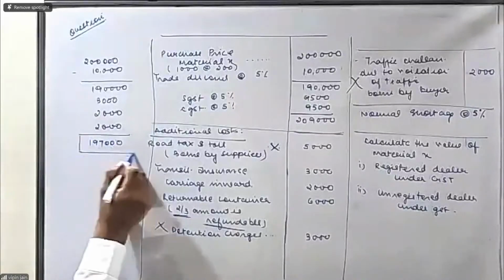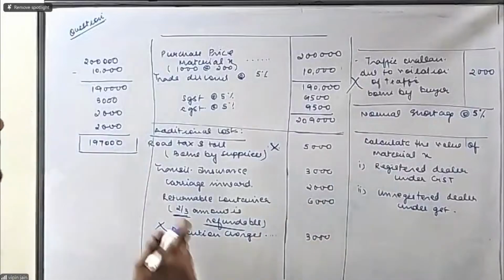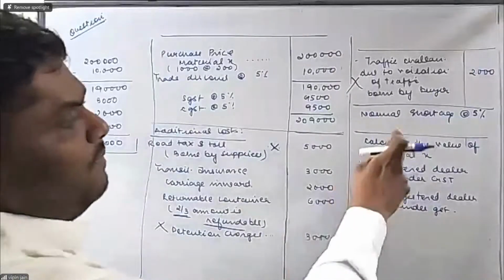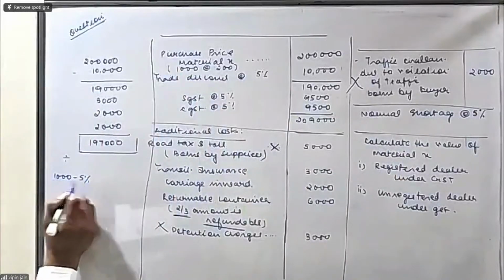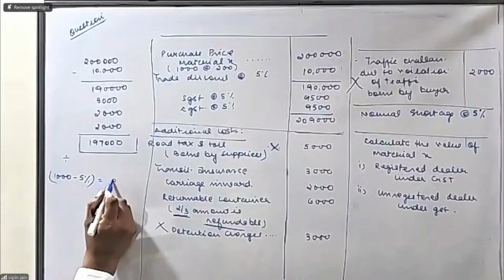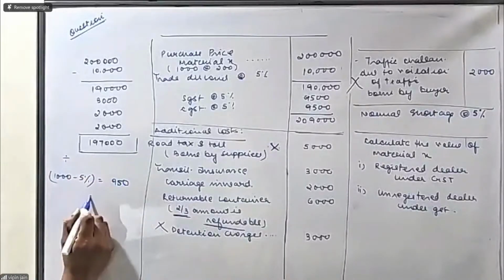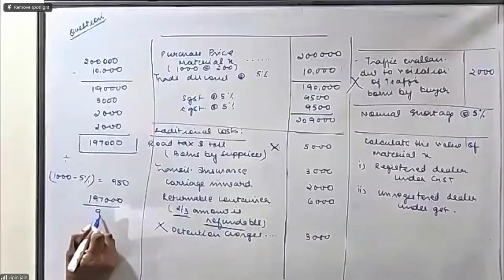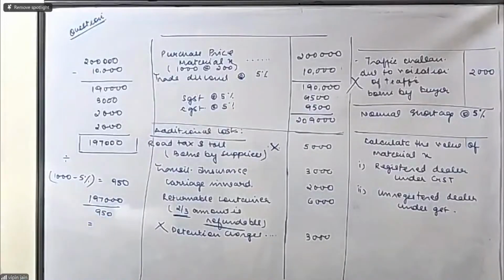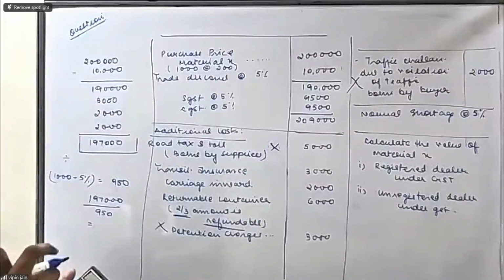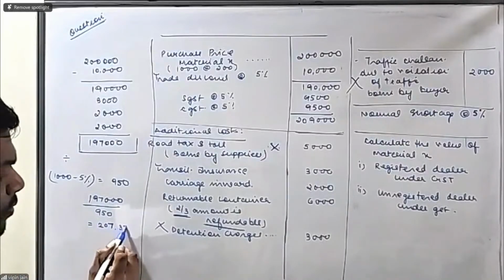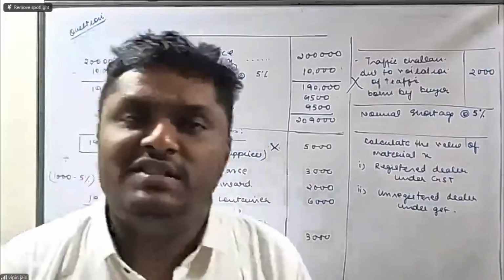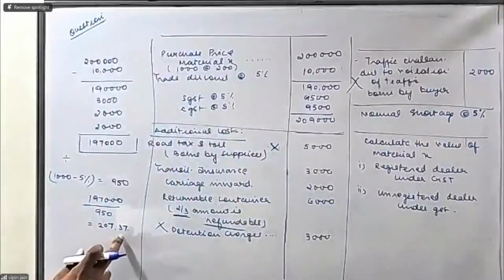197 will be the total in case of registered dealer, divided by my normal quantity. See, 1,000 is the input, minus 5%, there is a shortage. So this will be 950. So 1,97,000 divided by 950, this will be the value. So in case of registered dealer, the value will be how much? 207.37.